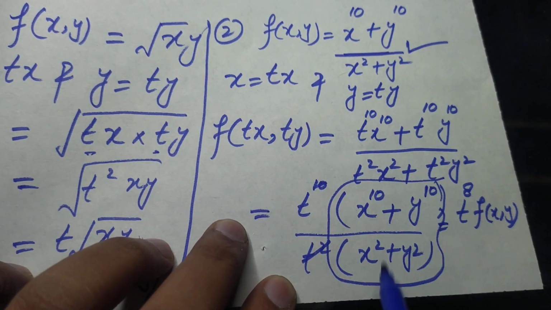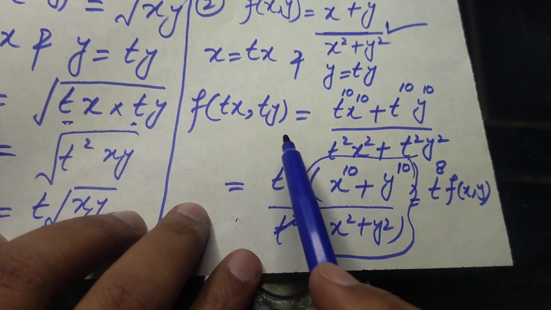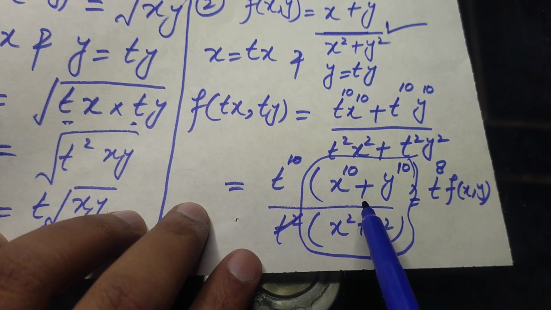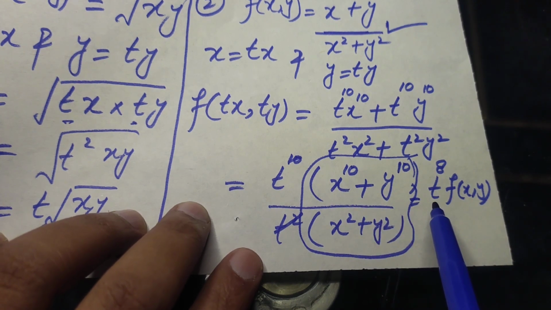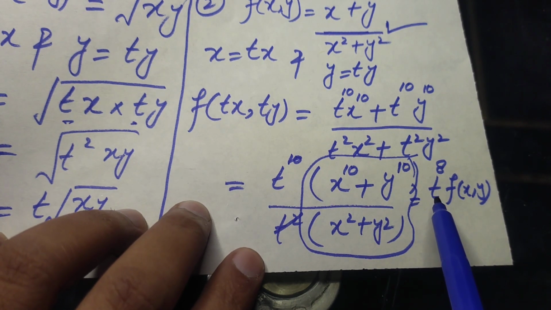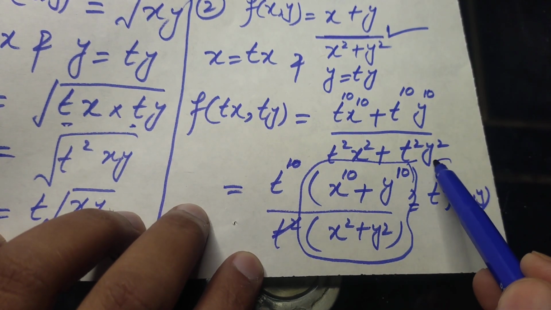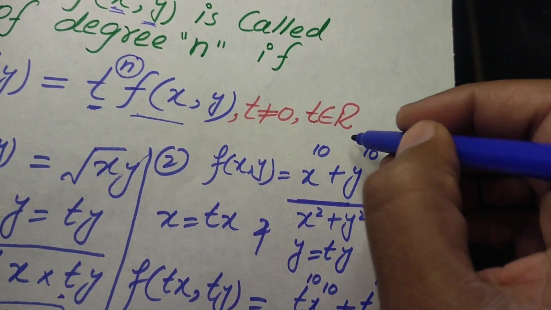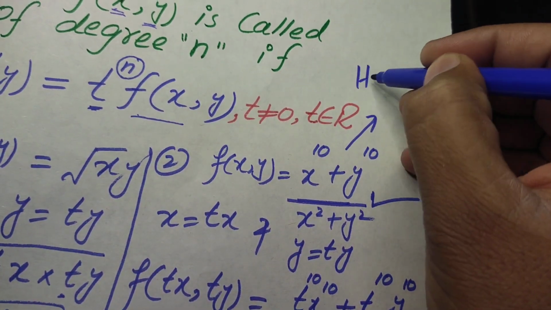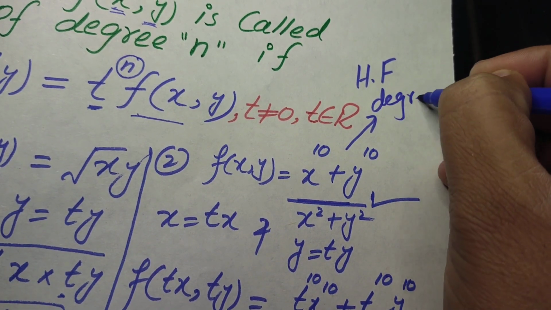Here we can write that when we replace x and y by tx and ty, we obtain the function multiplied by t^8. So here we can see that the power of t is 8, so we can say that this function is a homogeneous function of degree 8.